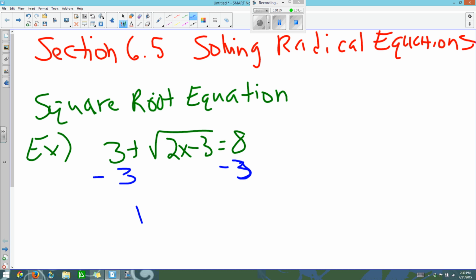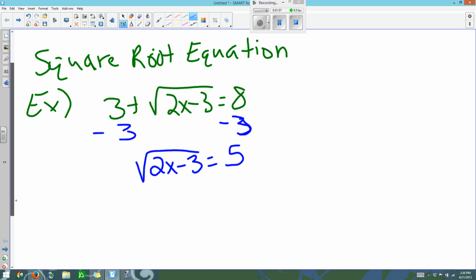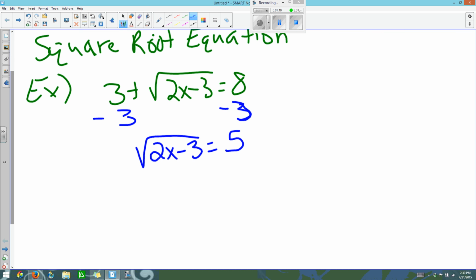through subtraction. And then recall from the last section, we were able to rewrite the left, the square root of 2x minus 3, as 2x minus 3 raised to the 1/2 power. Now, I have to get rid of this 1/2.